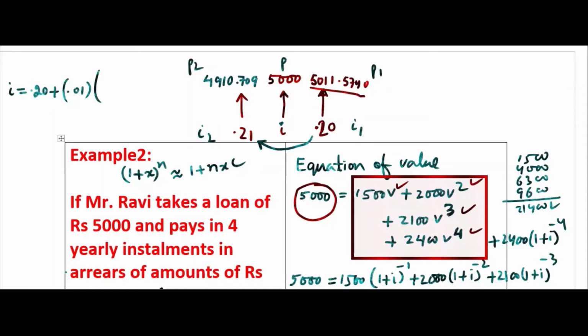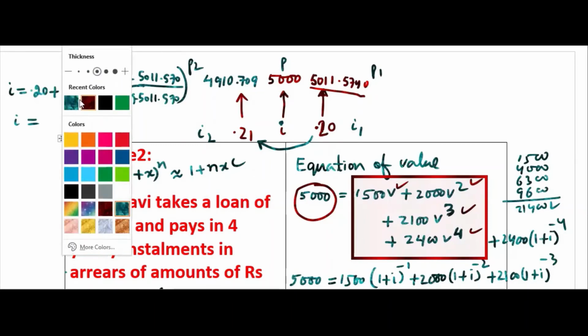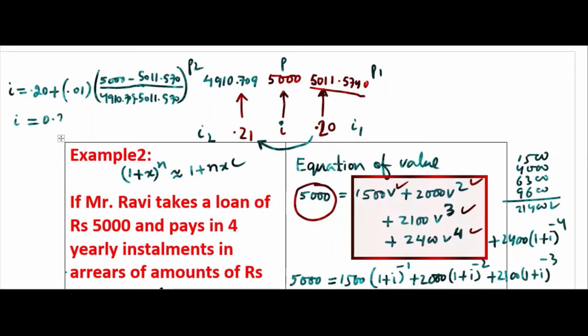So using that formula, y is equal to y1 plus y2 minus y1 times x minus x1, that will be p minus p1. 5000 minus 5011.5740 divided by 4910.709. This is what you need to find. 0.2011. So i is 20.11%. Okay. So here you need to stop.